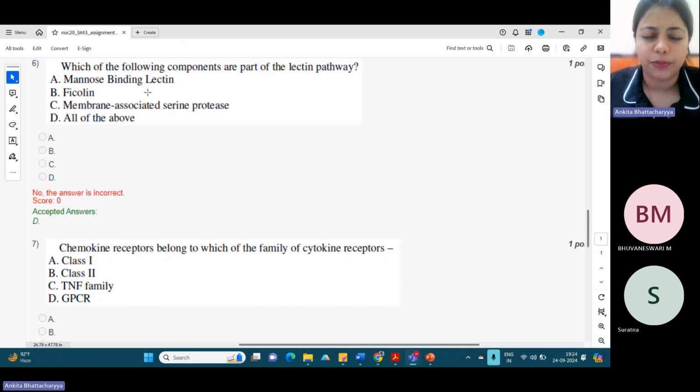And phycolin, while I have directly not mentioned it here, is also a form of lectin. It is an antigen which can stimulate the lectin pathway of complement activation, and therefore all three are correct. Therefore, the correct option is option D, all of the above.